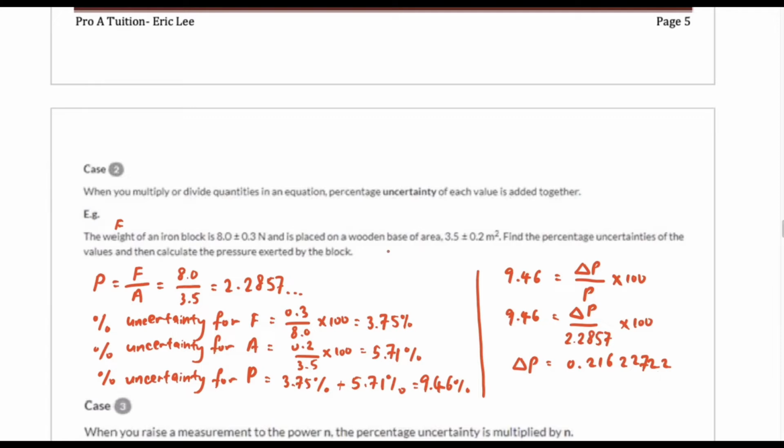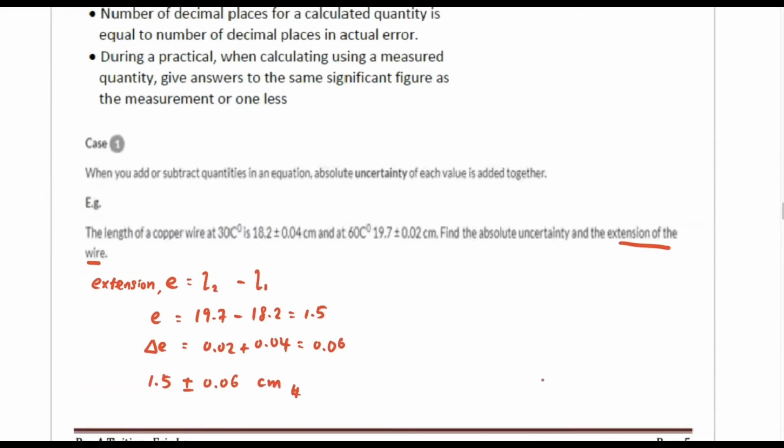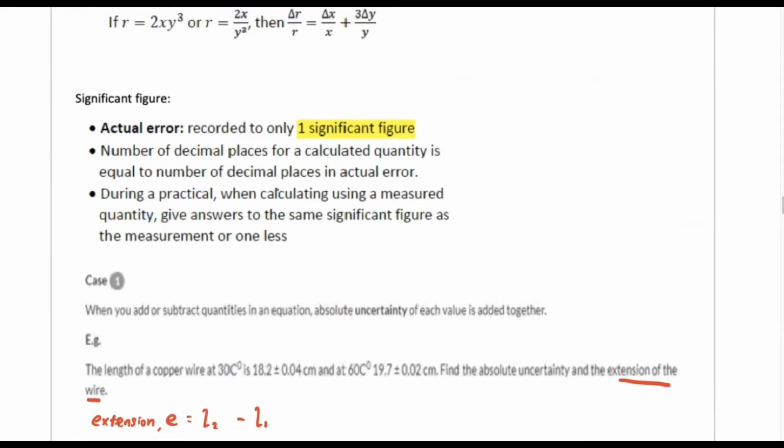So of course, there is a rule. You see our delta P seems to have many decimal places. So the rule is, okay, let's look at the notes temporarily. The rule is here, significant figures. The absolute uncertainty or the actual error is recorded to only one significant figure. One significant figure. Okay. And the number of decimal places for a calculated quantity.